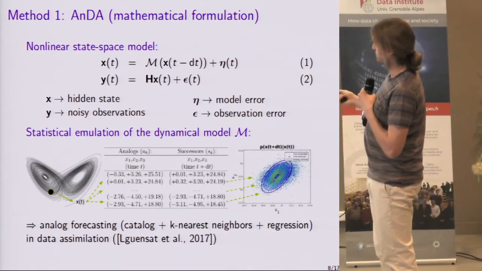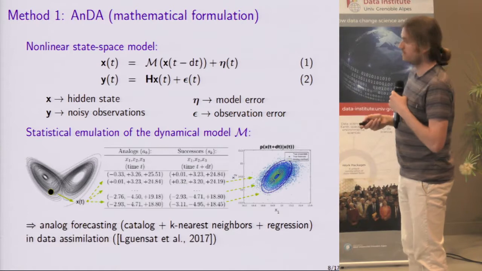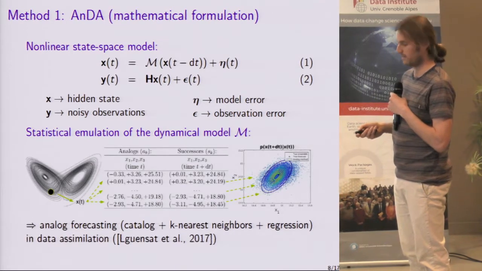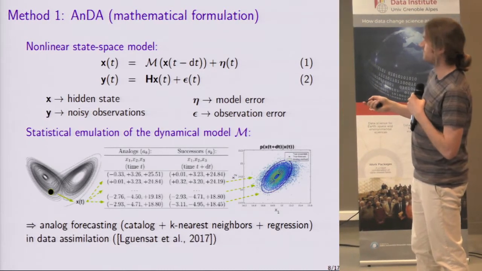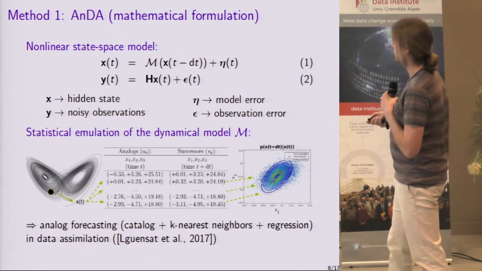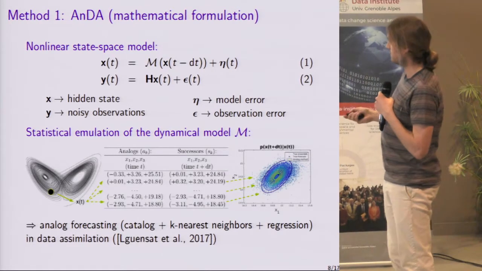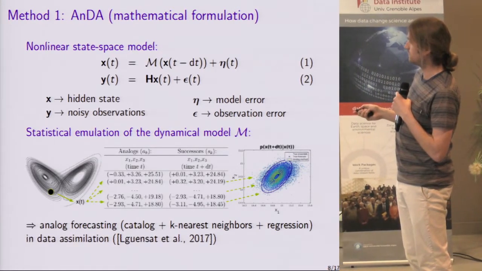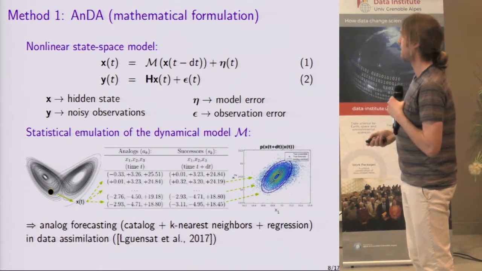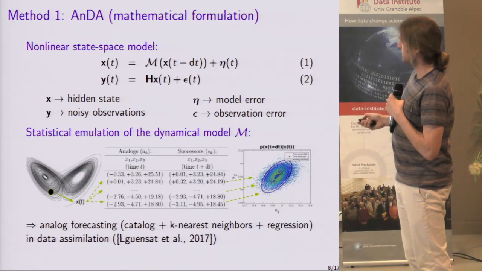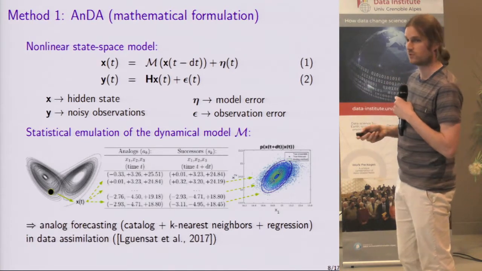So how does a statistical emulation of a system work? Here I use a very famous and very old method, also introduced by Lorenz, the person who produced the strange attractor. This is called analog forecasting. It's quite simple to understand. Imagine that you are here today. The state of the system, the weather for instance, today is like this. And what we want to do is to predict the future. Okay, what will be the weather tomorrow?